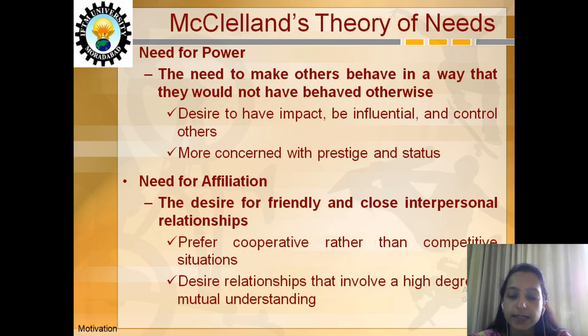The next need is the need for affiliation, which means the desire for friendly and close interpersonal relationships. And to fulfill this need, a person prefers cooperative rather than competitive situations. When a person has the feeling of empathy, and a desire for friendliness rather than competition, then only is a person able to fulfill the need for affiliation. And a person should also desire relationships that involve a high degree of mutual give and take, that is, mutual understanding.